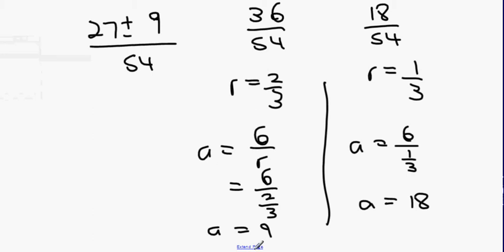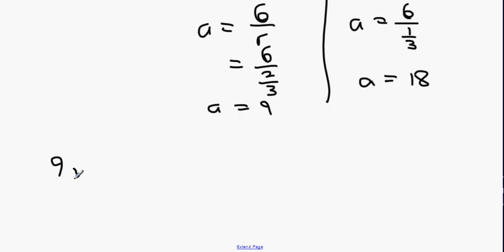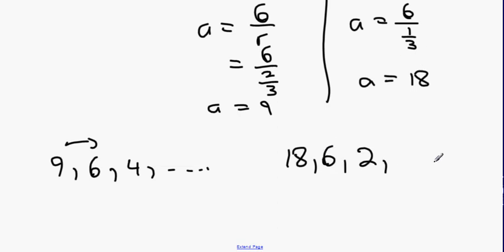Okay, so to write down the series, we're going to start off with 9, and then we're going to multiply by an r value of 2/3. So 2/3 of 9 is 6, 2/3 of 6 is 4. That's series A. And series B is 18, gets multiplied by 1/3, which is 6. 6 gets multiplied by 1/3, which is 2. There's your two series there.